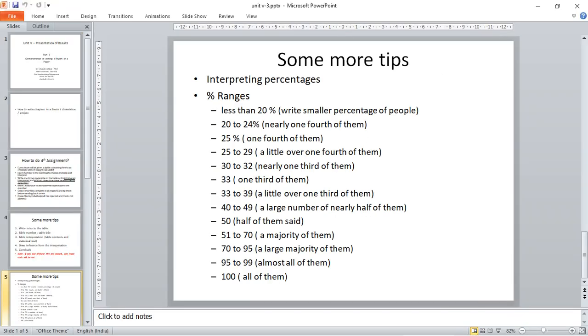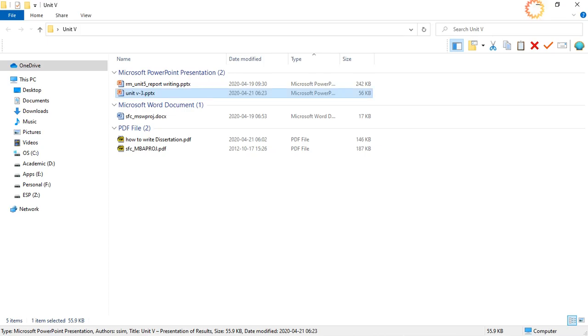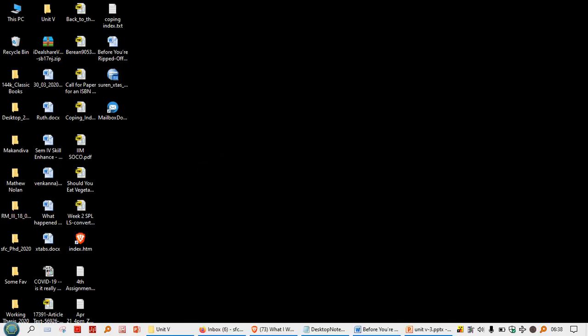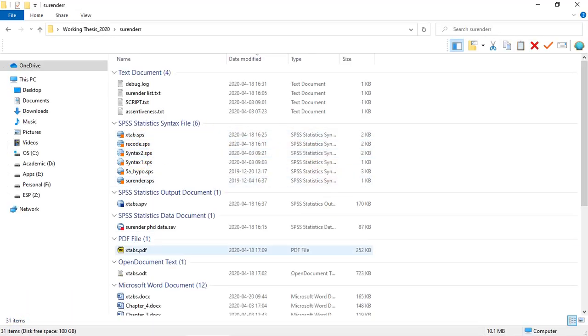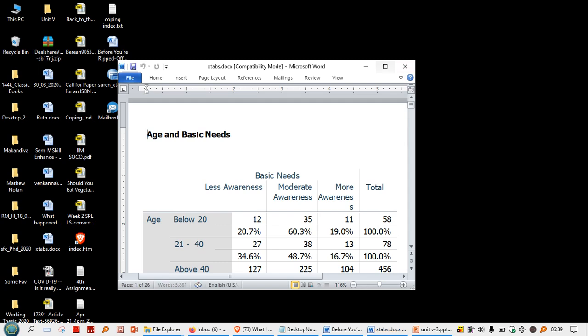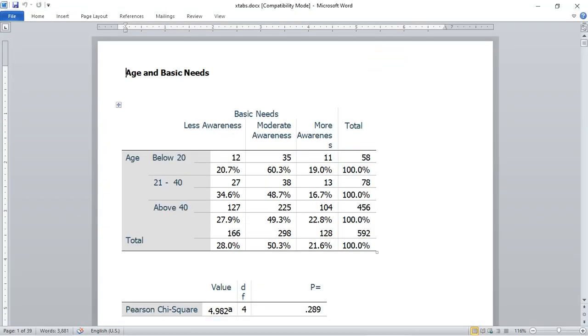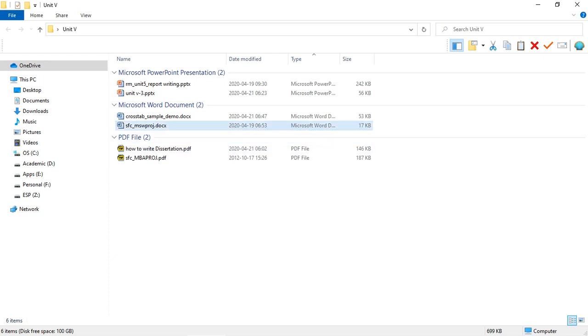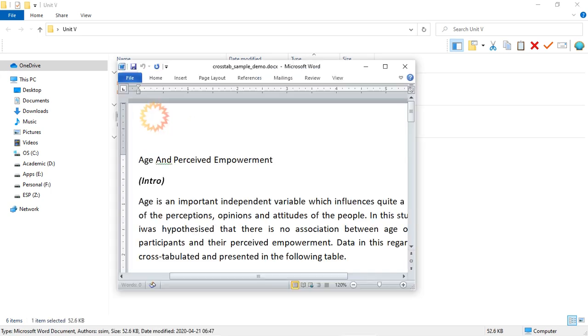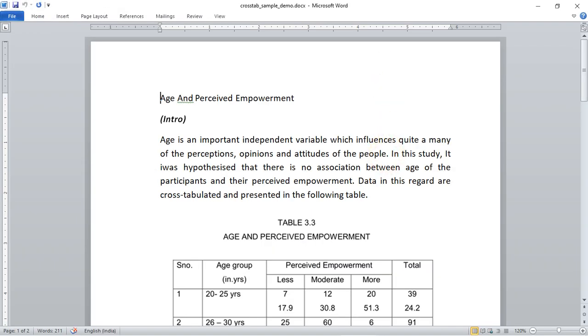So I'll just give you one example. What we'll do is open up one cross tab. I hope I have some of them. Okay, I'll try with this one. Not this one, I'll try some other one. So now I'm going to show you a sample demo of a cross tab. This is from one of my project reports of my college days.